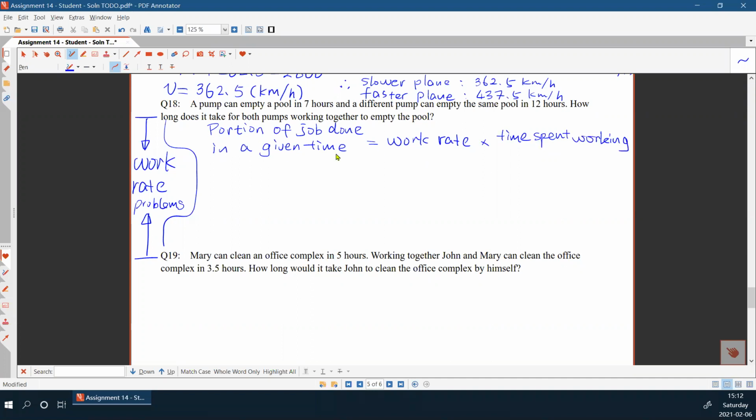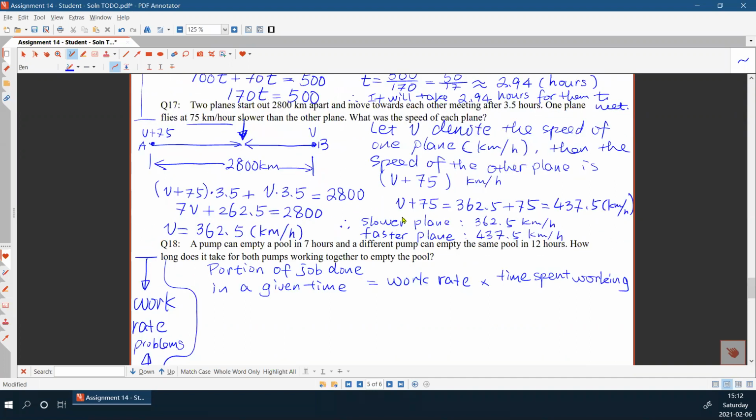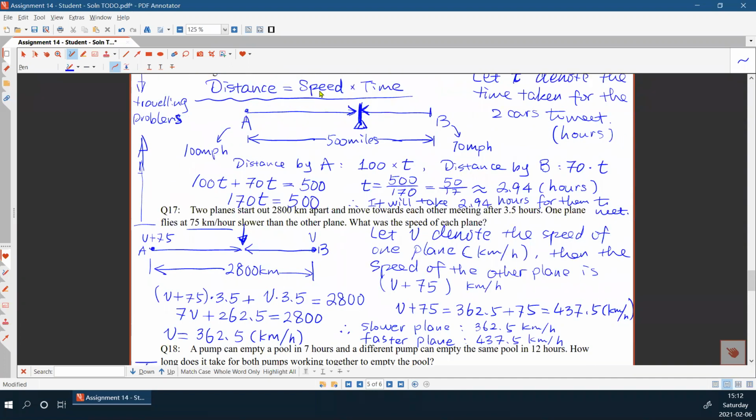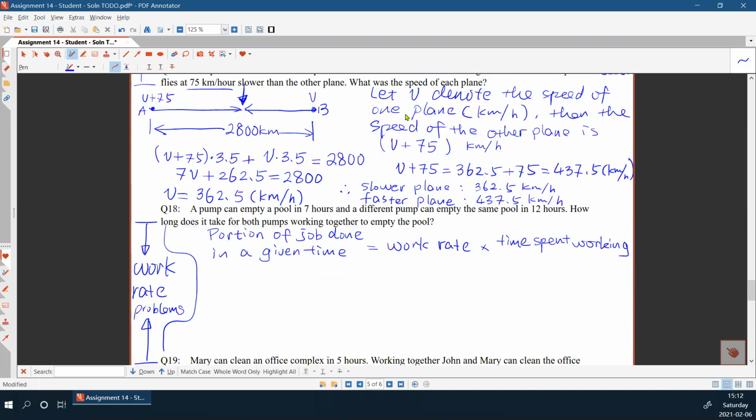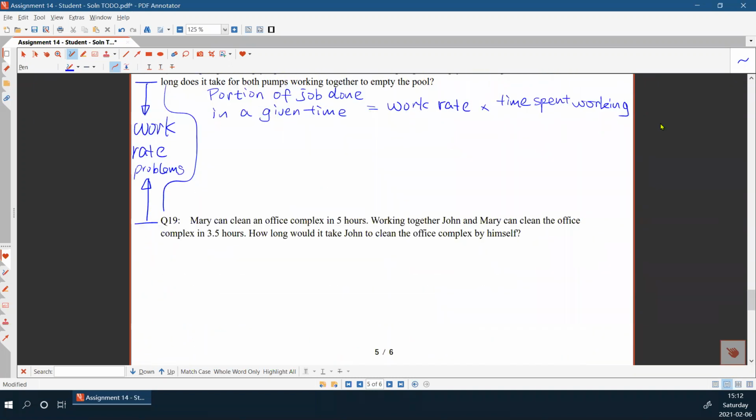Okay, have a look at this formula. Do you understand this? The portion of the job done in a given time is the work rate times the time spent working. It's kind of like distance equals speed times time. It's pretty similar to the previous formula. Okay, any questions about this? Portion of job done in a given time equals work rate times time spent working.